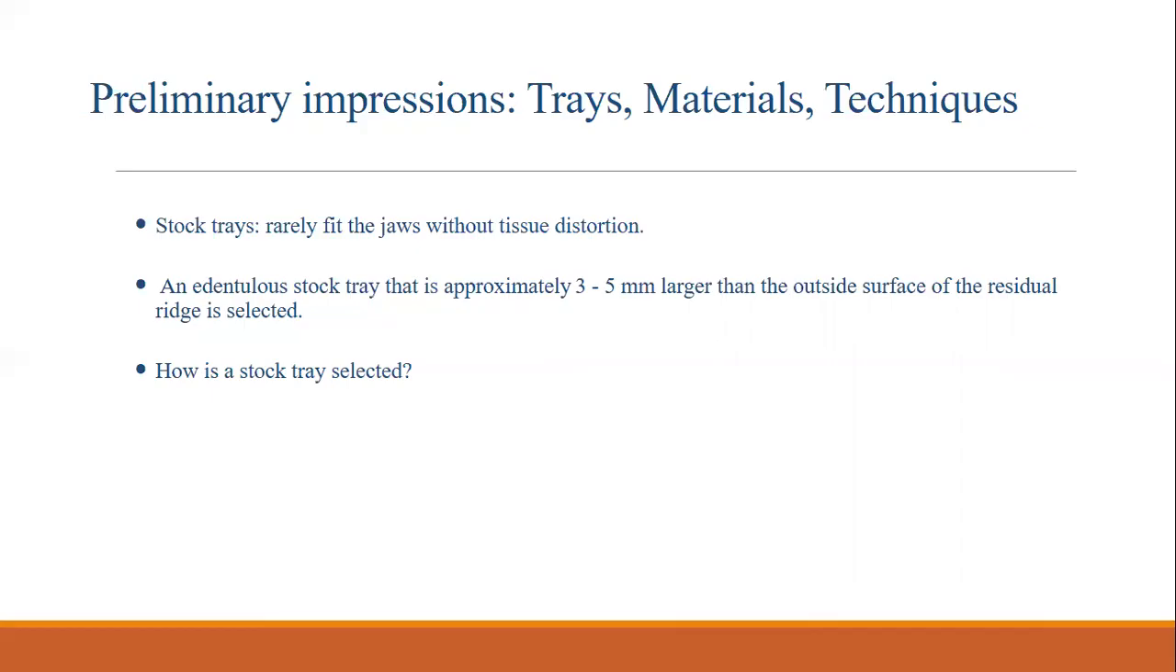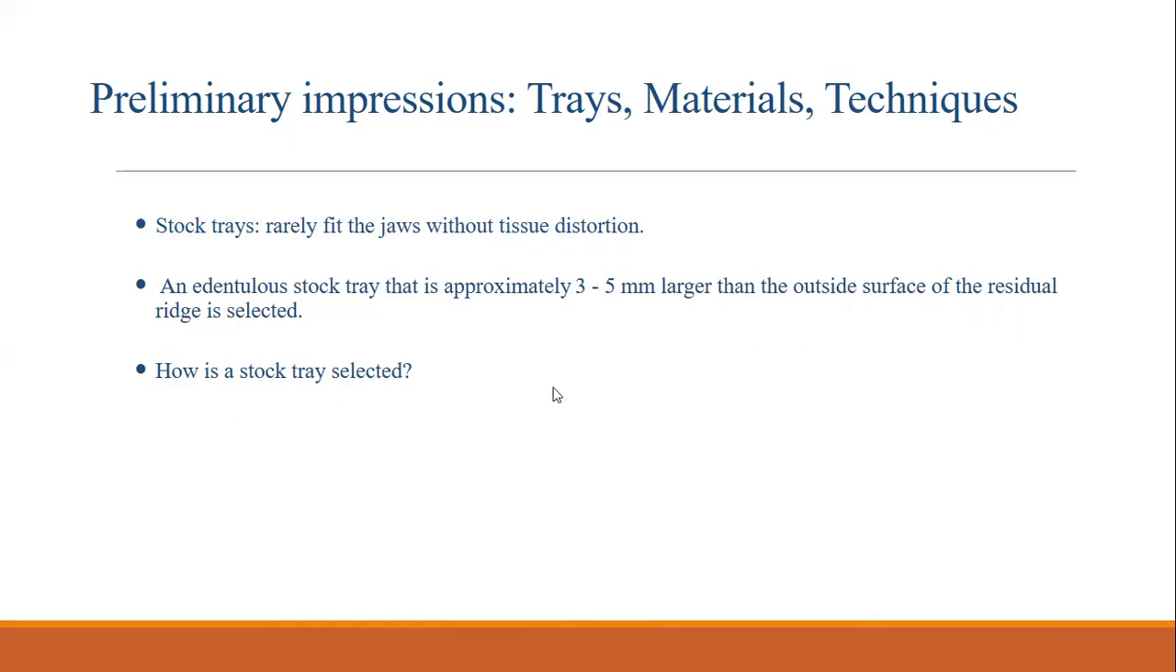An edentulous stock tray that is approximately 3 to 5 millimeters larger than the outside surface of the residual ridge is selected. The space amount here, how much relief I have, meaning how far the tray will be from the main anatomical landmarks, depends on the material I will use. We will talk about it a little later.